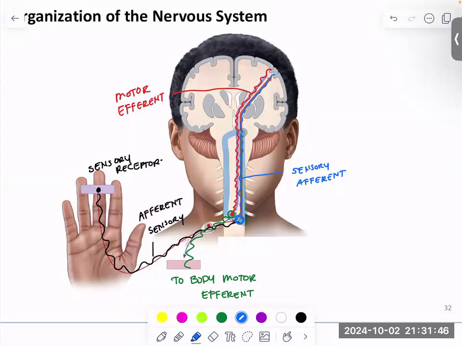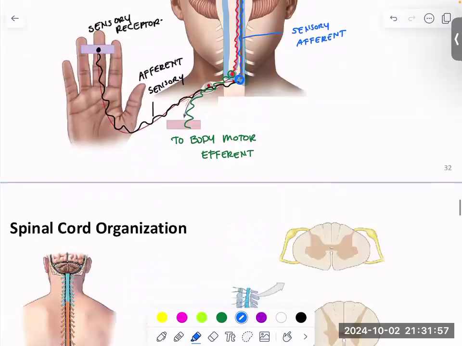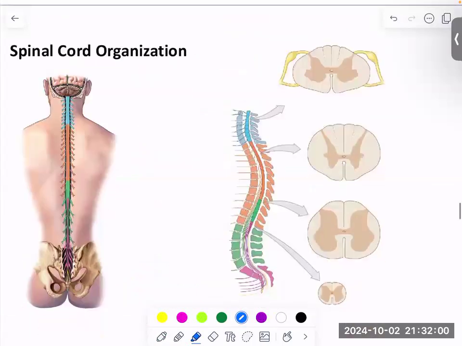Where is that information going to go? And how is it going to travel there? The spinal cord lives inside your vertebral column. Each vertebra has one nerve sticking out of it. Here is one nerve sticking out of it. Here's another one, another one, another one, another one, another one, another one, another one.